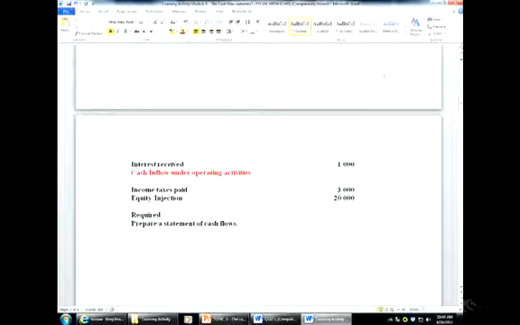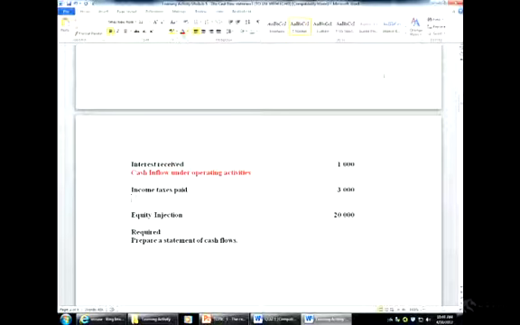Though it looks as if the interest is received from an investment. I gave money, it's like investing my money in someone else, and they are now paying me interest. It is like a return from investments, but since it's recurring in nature, since it goes into helping me in my operations, we have to categorize it under operating activities.